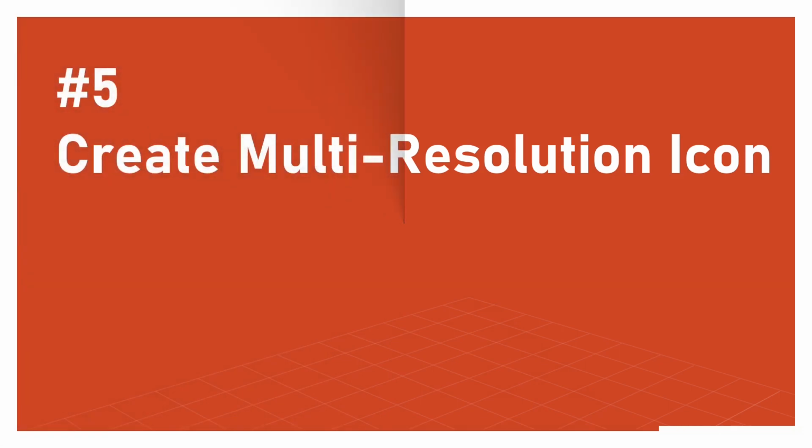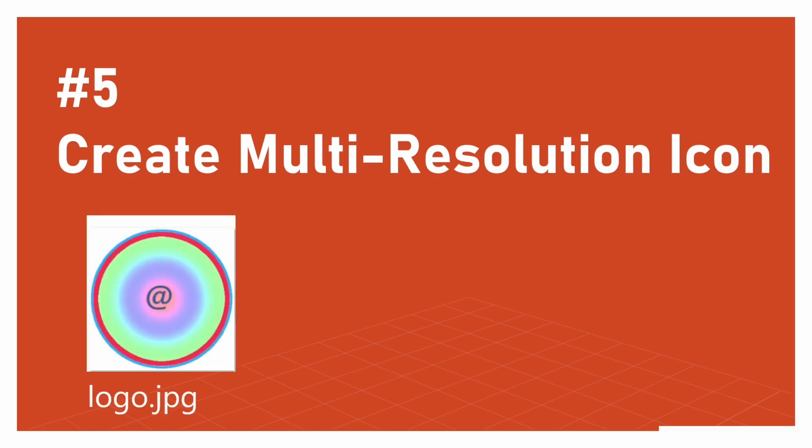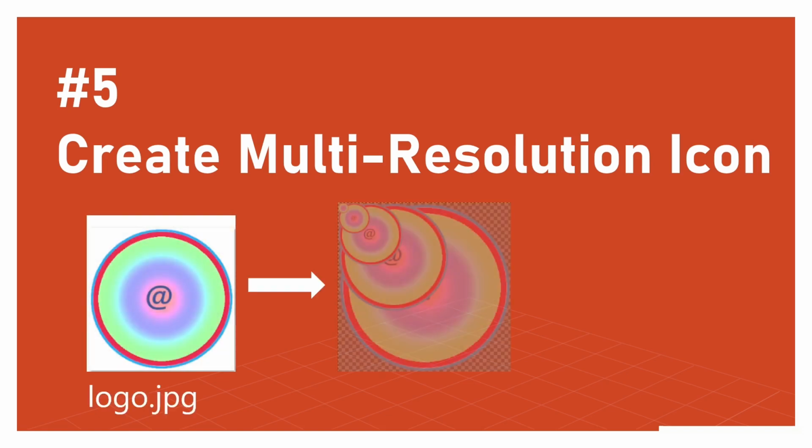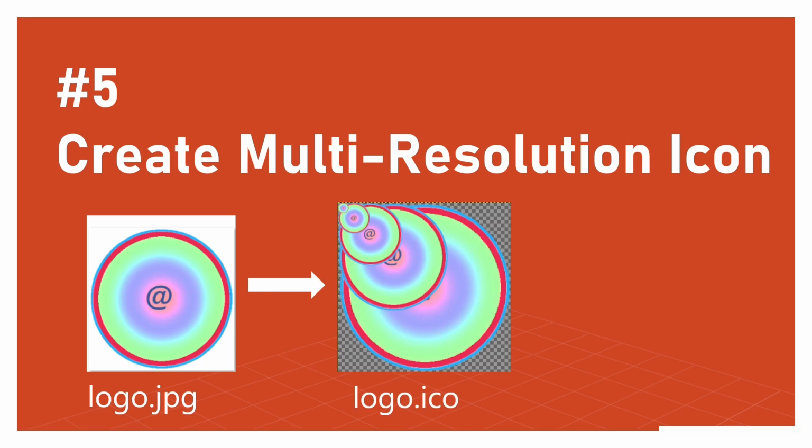Trick number 5 is about creating multi-resolution icon files. Icons are universally used, and software developers and website developers are very familiar with icons. So what you can do inside GIMP is that you can take a JPG file, convert it into a multi-resolution icon file. And what is meant by multi-resolution is that one file contains many different versions of the same graphic.